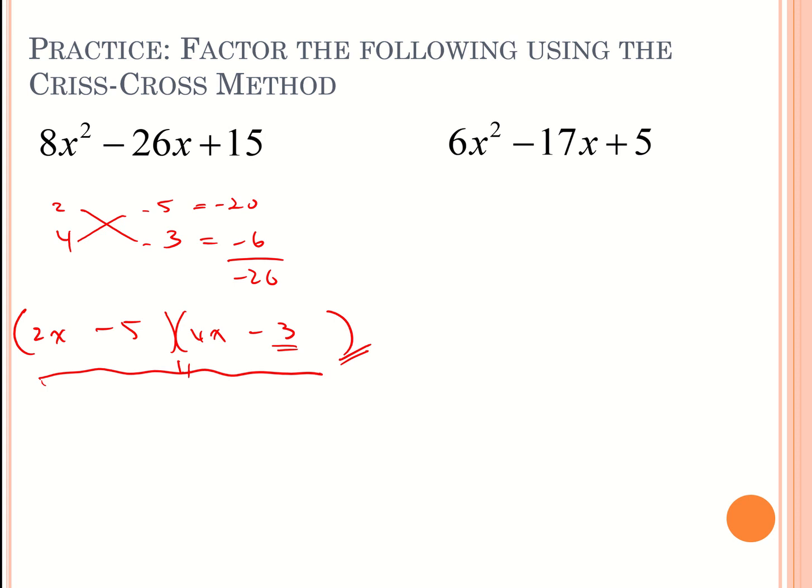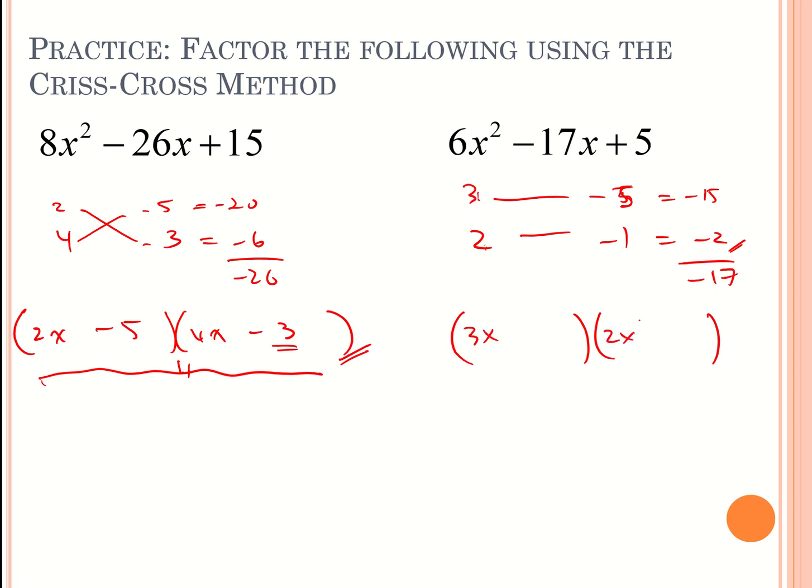Super fast. The 6 is like 3 and 2, 5 is like 5 and 1, and since the 17 is negative, you put negative and negative. 3 times 5 is negative 15, 2 times 1 is negative 2, which also gives you negative 17. Pretty much done. So again, bracket, bracket, bracket. 3 and 2 go in front, so 3x, 2x. The negative 5 can't be in the same bracket with negative 3, so minus 5 and then minus 1.